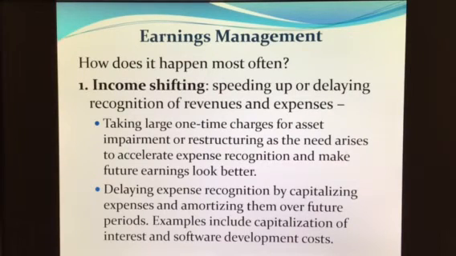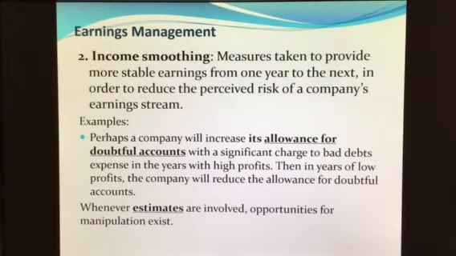And so anything you do capitalize, you have to be able to defend that claim that it actually is going to provide future benefits. Income smoothing: measures taken to provide more stable earnings from one year to the next in order to reduce the perceived risk of a company's earnings stream. In other words, onward and upward, but not too much.